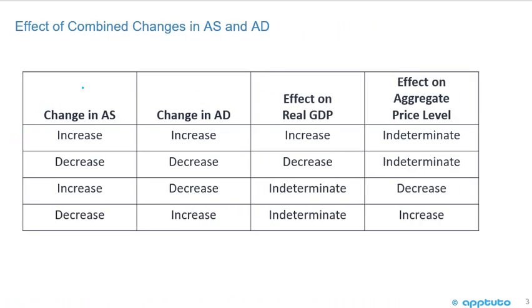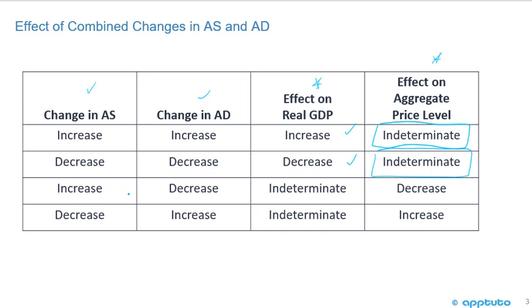So here's the table just summarizing. So here we have our changes in aggregate supply, changes in aggregate demand. Then we can see the effect on real GDP and the effect on the aggregate price level. So in the first case, when they're both increasing, there's an increase in real GDP, but the effect on the price level is indeterminate. We need to know the magnitude, whether aggregate supply is increasing more than aggregate demand, okay? The next case is when they're both decreasing, the effect on the real GDP is decreasing, but then again, the effect on the prices, we need to know the magnitude.